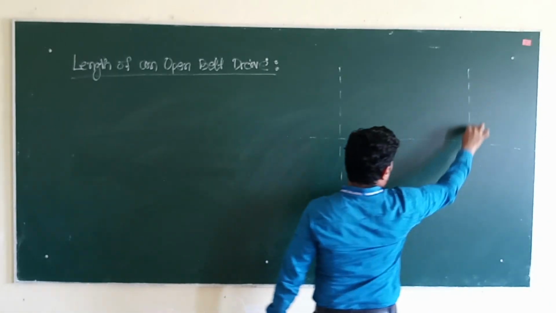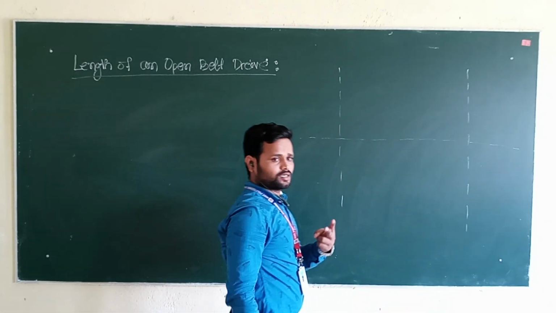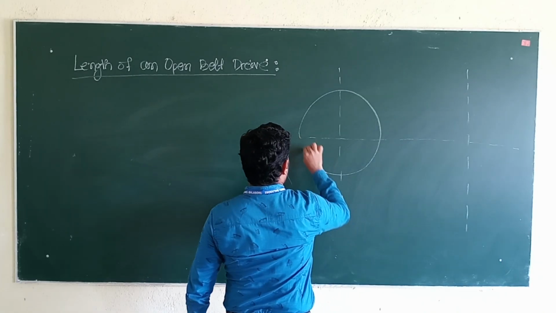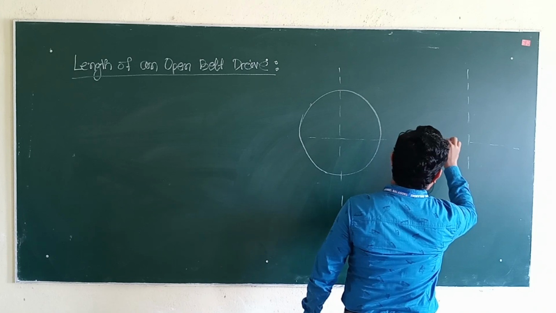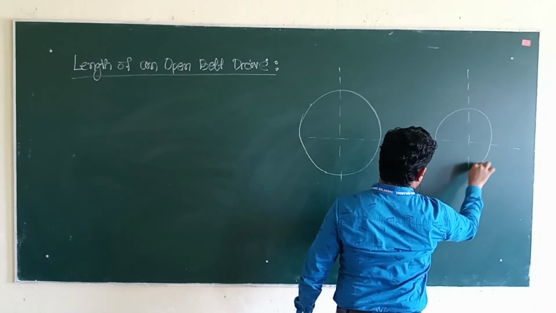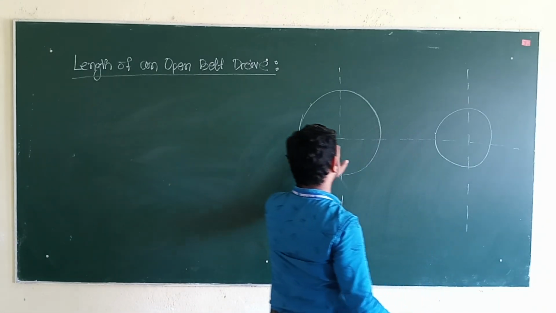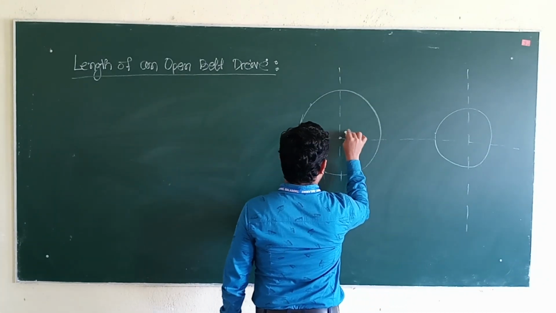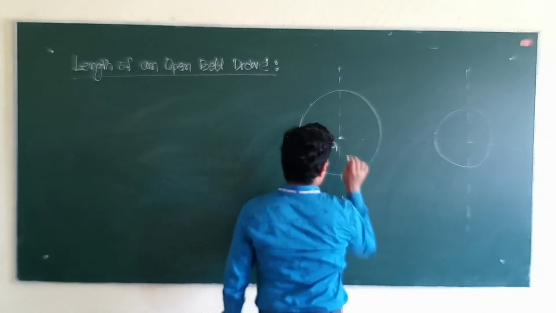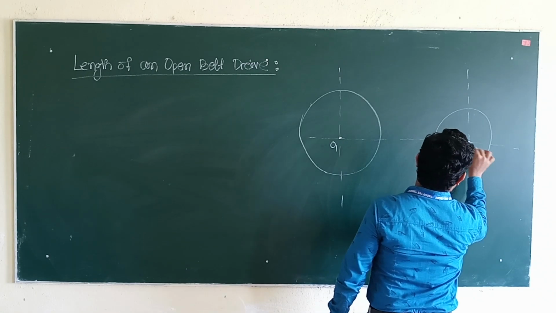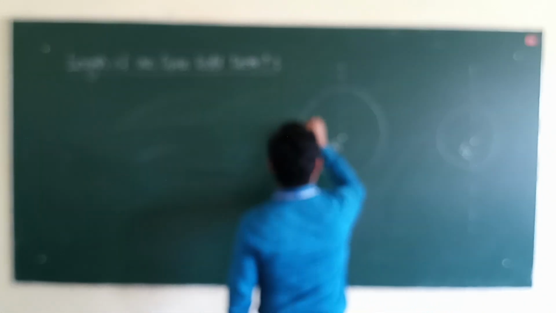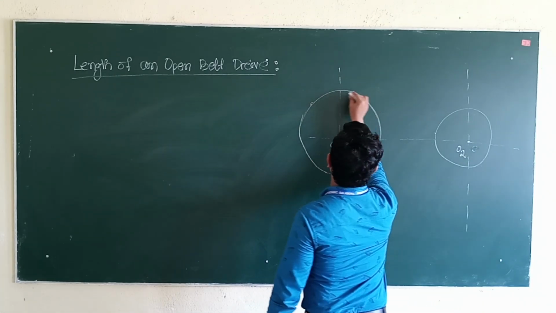In case of open belt drive, we know that there are two pulleys. First one is your driver pulley. This is slightly larger, and next one is your driven pulley. This is smaller. Larger pulley is your driver, and smaller pulley is your driven. The center of the larger pulley is your O1. The center of the smaller pulley is your O2. Right? Then, in case of flat belt drive, what happens?